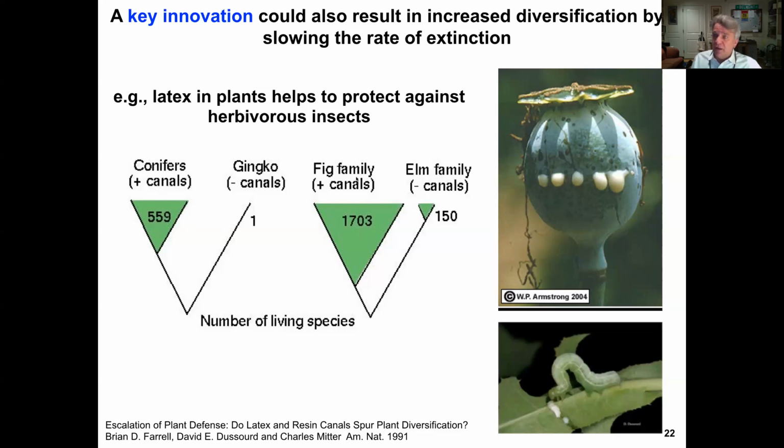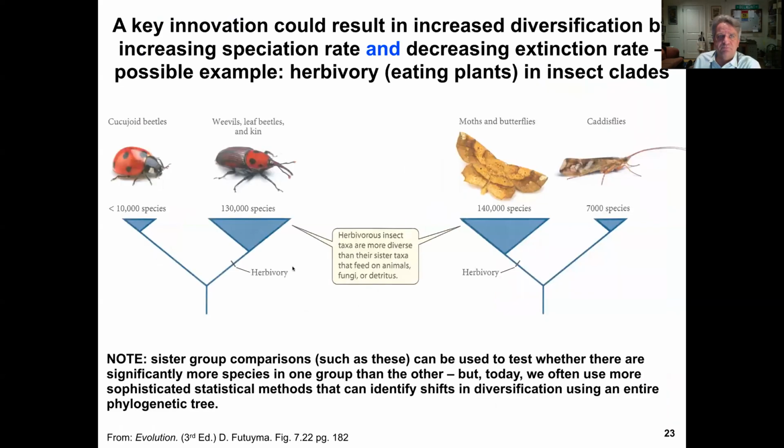Here we have the fig family of plants versus the elm family of plants. And again, we have a really big, appreciable disparity in the number of species. So the idea here is that perhaps this innovation of the latex canals has reduced extinction and facilitated the accumulation of greater species diversity in the lineages that have the canals.